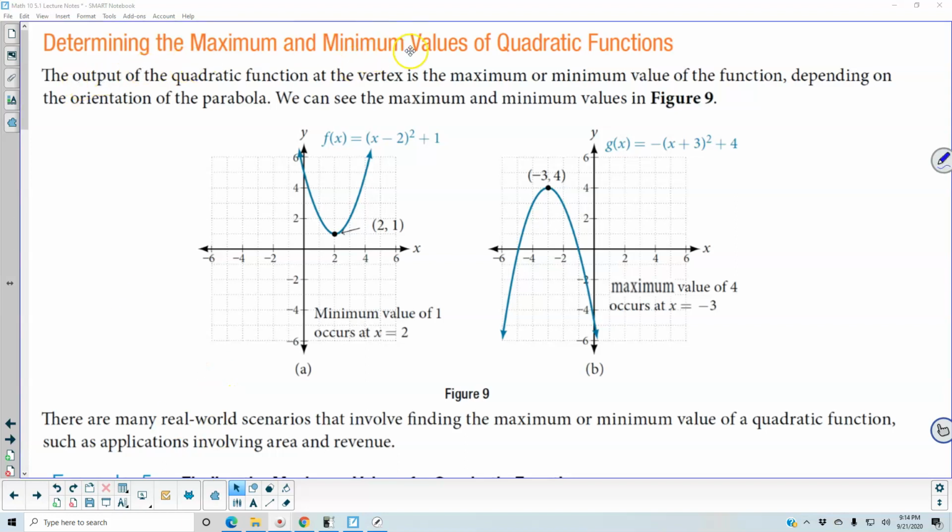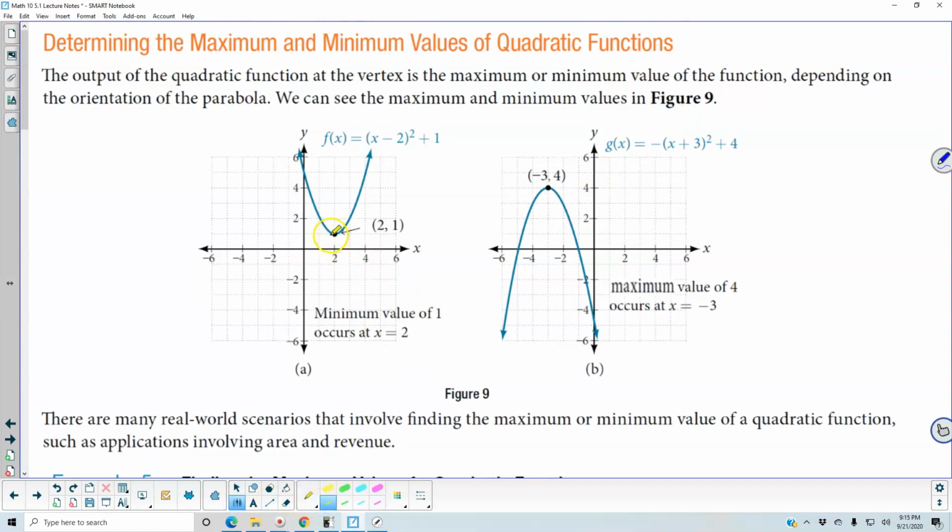Determining the maximum and minimum values of quadratic functions. The output of the quadratic function, meaning the y-coordinate of the vertex, is the maximum or minimum value of the function, depending upon the orientation of the parabola. We can see the maximum and minimum values as in figure 9.